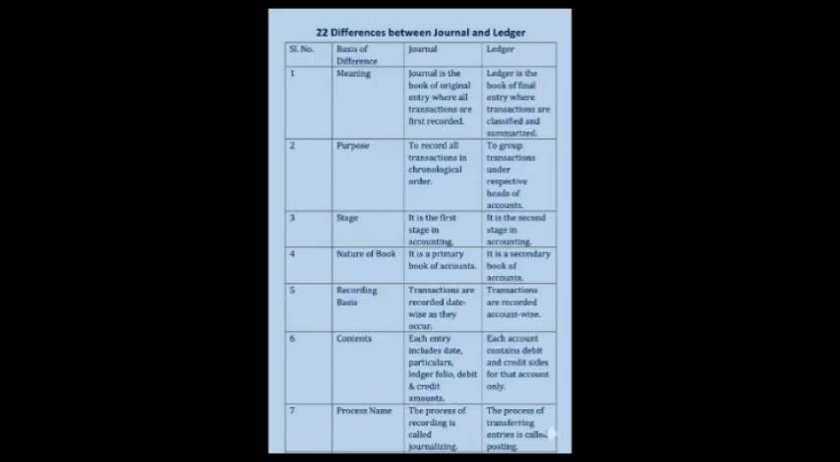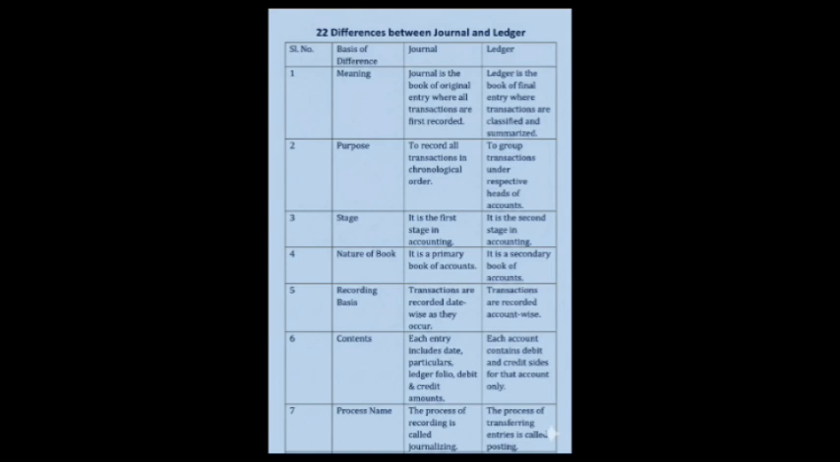Meaning and purpose. Journal is the book of original entry where all transactions are first recorded. Ledger is the book of final entry where transactions are classified and summarized. The purpose of a journal is to record all transactions in chronological order. The purpose of a ledger is to group transactions under respective heads of accounts.